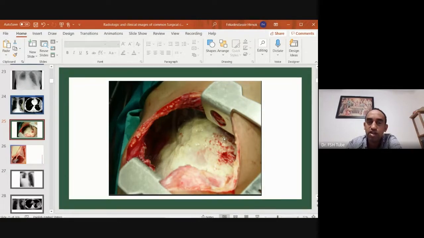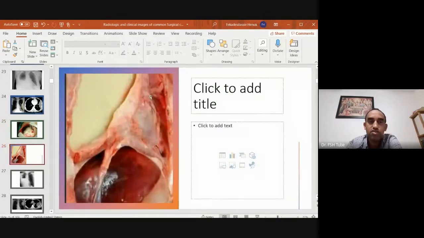And what do you see here? The lung is obviously collapsed. We don't see any lung. What do you see here? Abscess, yes, it's pus. And it looks like this when it is loculated. This is what is meant by loculated. You see, it's localized, it's in a separate sac like this, loculated in a sac.